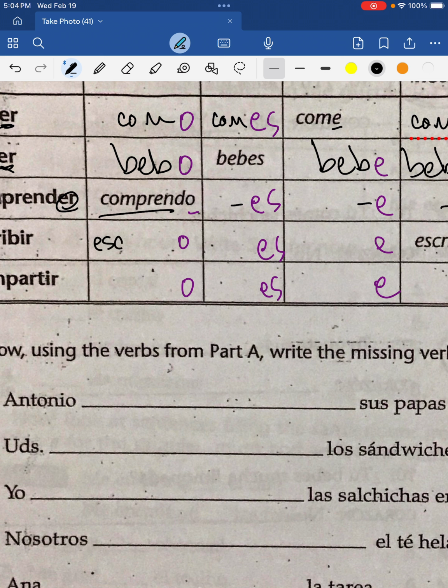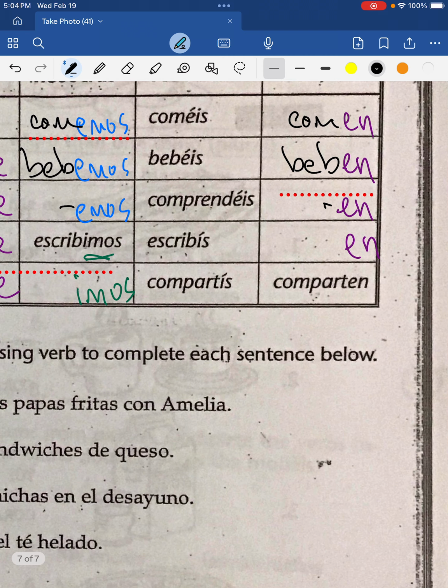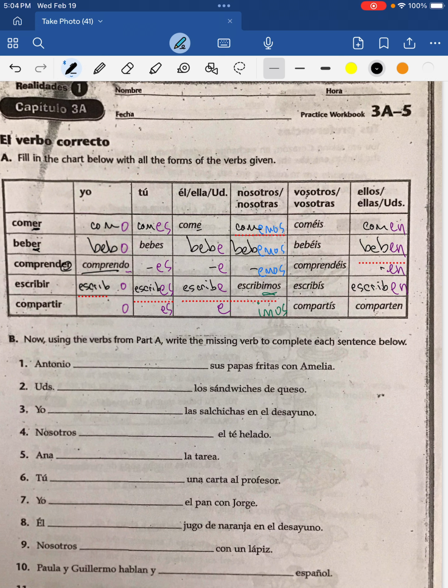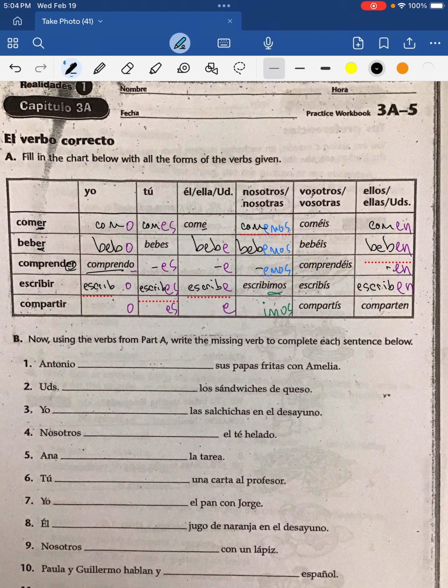Escribir. Yo escribo, tú escribes. Ella, él, usted escribe. We're scribbling. Escribimos. Yo escribo. Finally, compartir to share. This is really important. Comparto, compartes, comparte, compartimos. Okay, I just don't have enough space here.